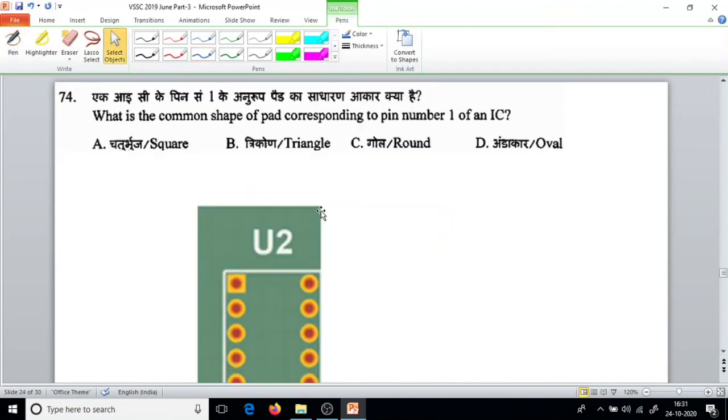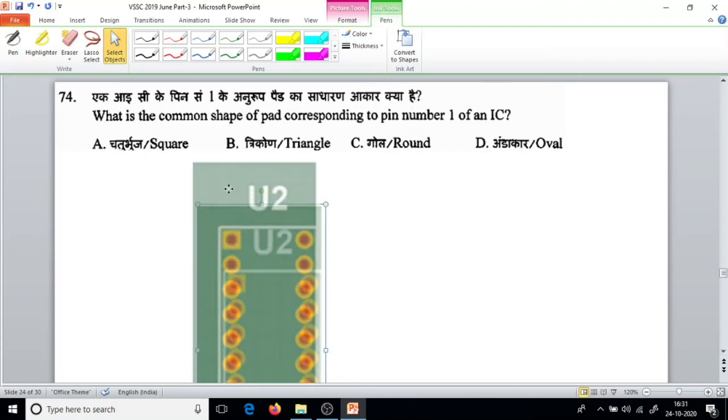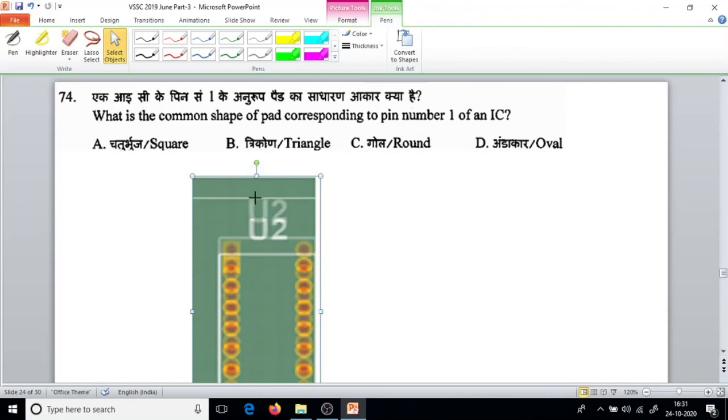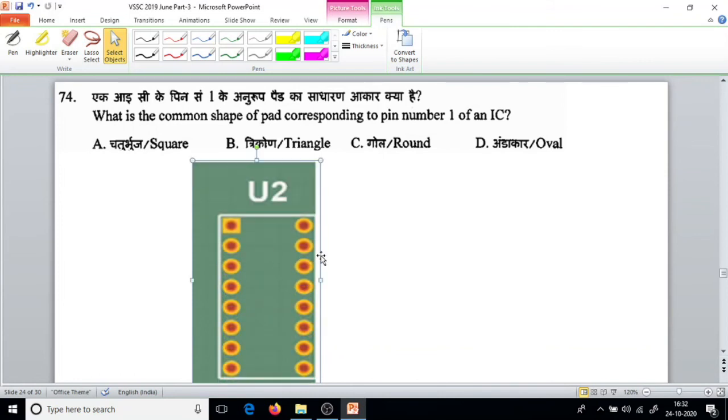Question number 74. What is the common shape of pad corresponding to pin number 1 of an IC? In any PCB you make, we have to show which is the first pin of the IC, so that a person who fabricates the PCB can easily identify it. If you see here, the first pin of an IC is shown as a square. That is indicated by a rectangle or square. The answer is option A, square.